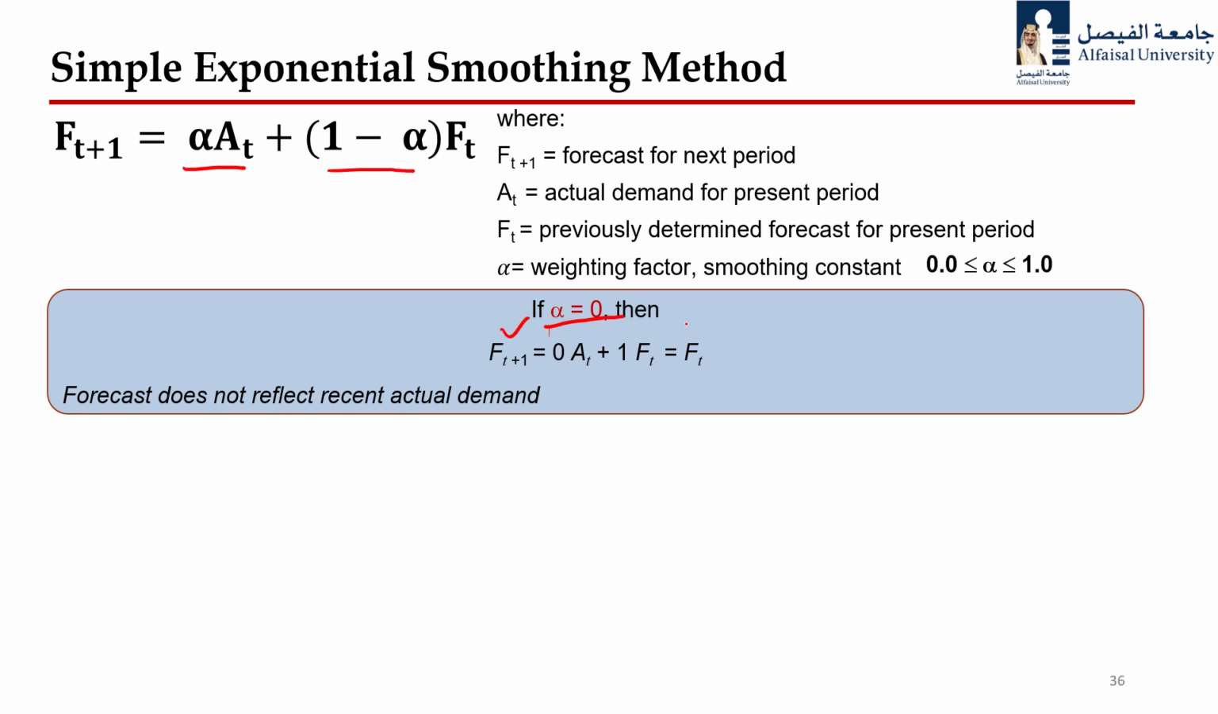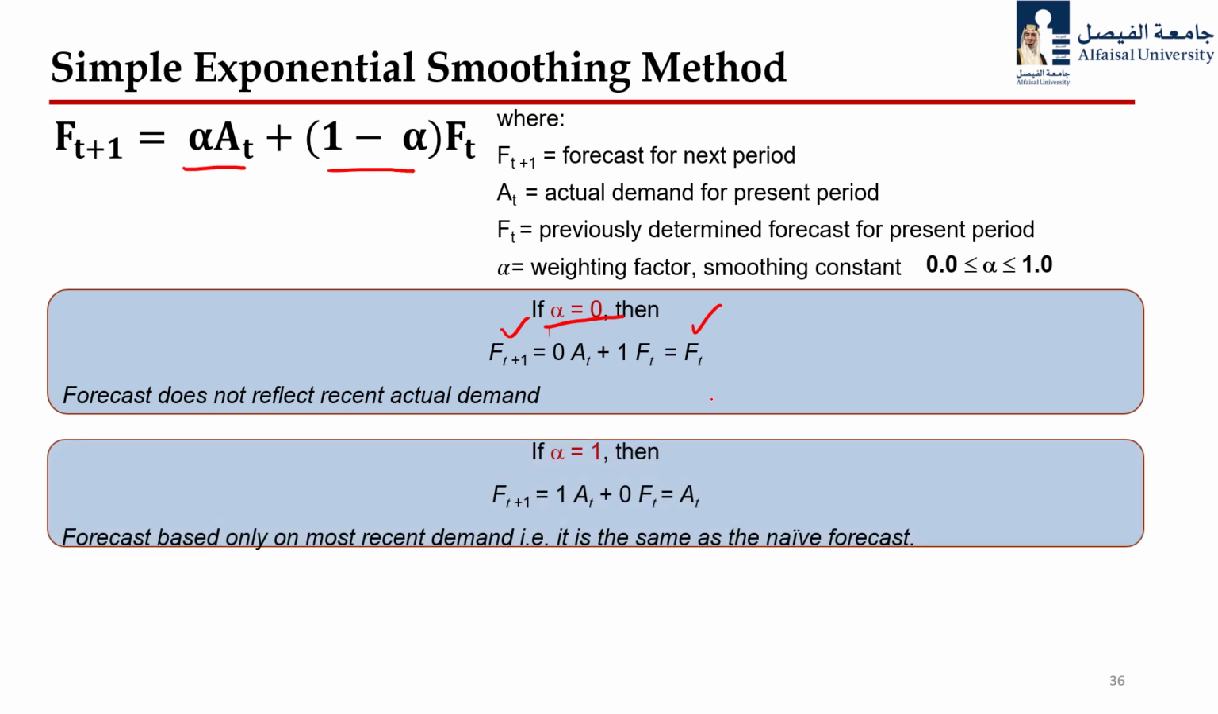If alpha is 0, then this factor is going to be 0 and this is going to be 1. So the next time period forecast would be exactly the previous time period forecast, which means the next period is purely based on the previous period forecast instead of the actual demand. But if the alpha value is exactly equal to 1, then this is going to be exactly At and this is going to be 0. So the next time period forecast is going to be the previous period actual demand, which is exactly equal to the naive forecast. So when alpha is equal to 1, this exponential smoothing method becomes naive forecasting.